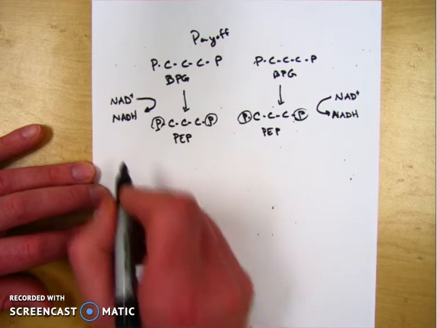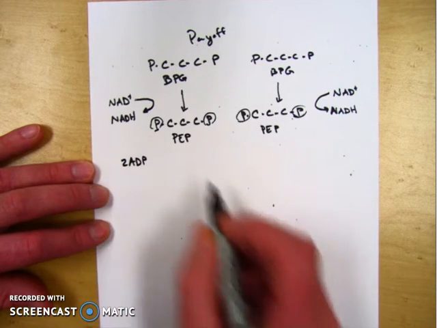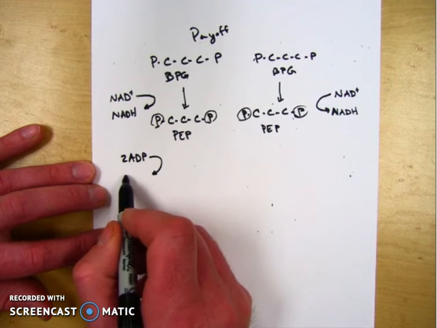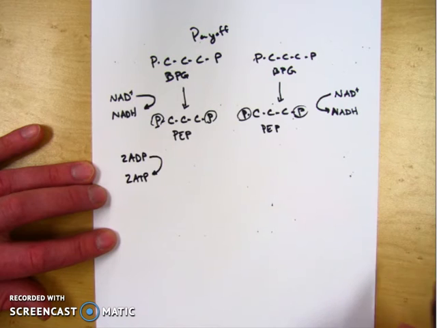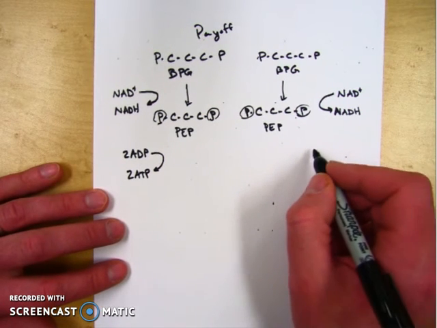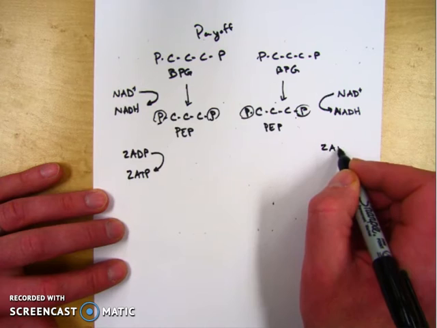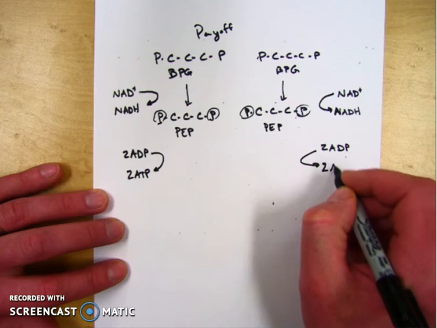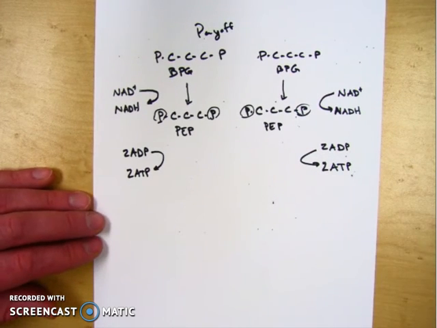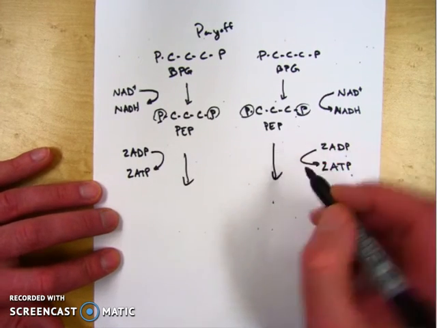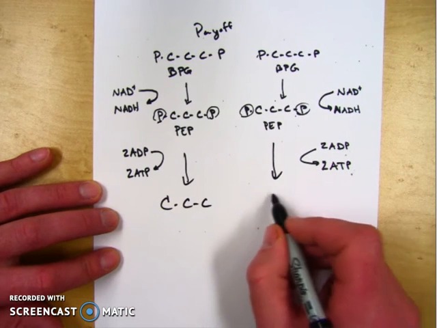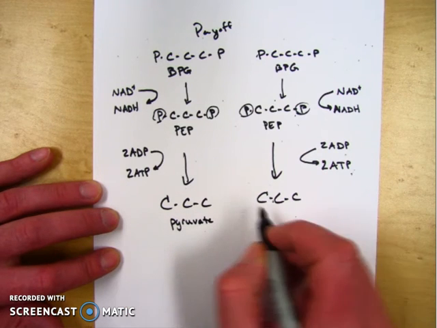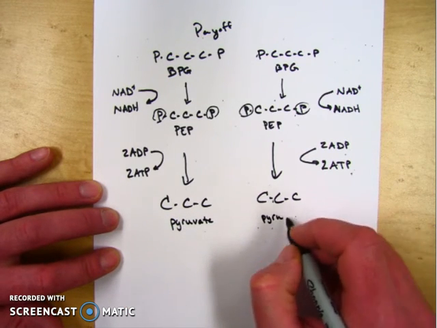The last thing to do here in this reaction is to grab and unphosphorylate these PEPs. So 2 ADP will come in. Each one will collect one of these phosphate groups and leave as an ATP. Same thing will happen on this side. 2 ADP. P will connect with ADP and leave as ATP. And we finally have our product. 3-carbon molecule there, 3-carbon molecule there. Each is called pyruvate or pyruvic acid. Same thing.